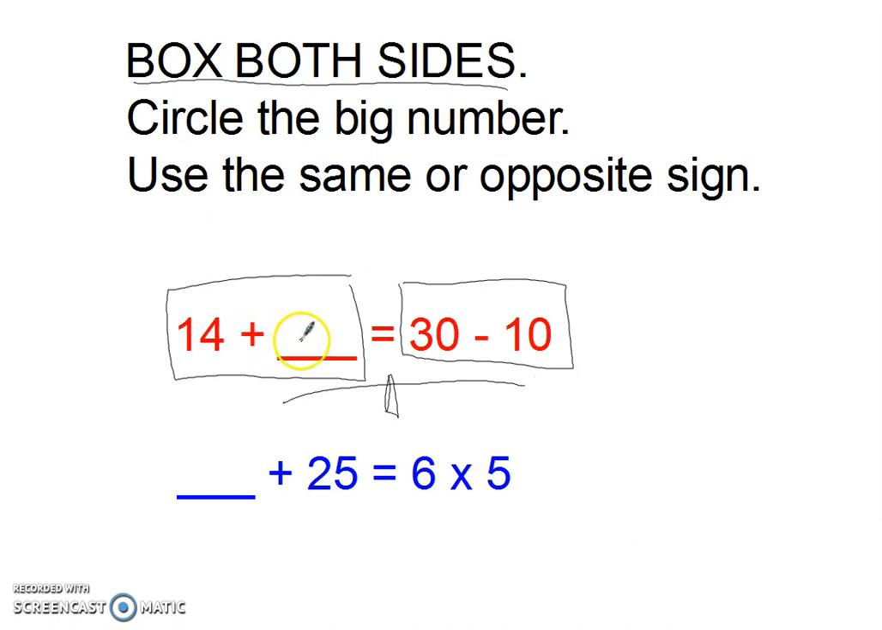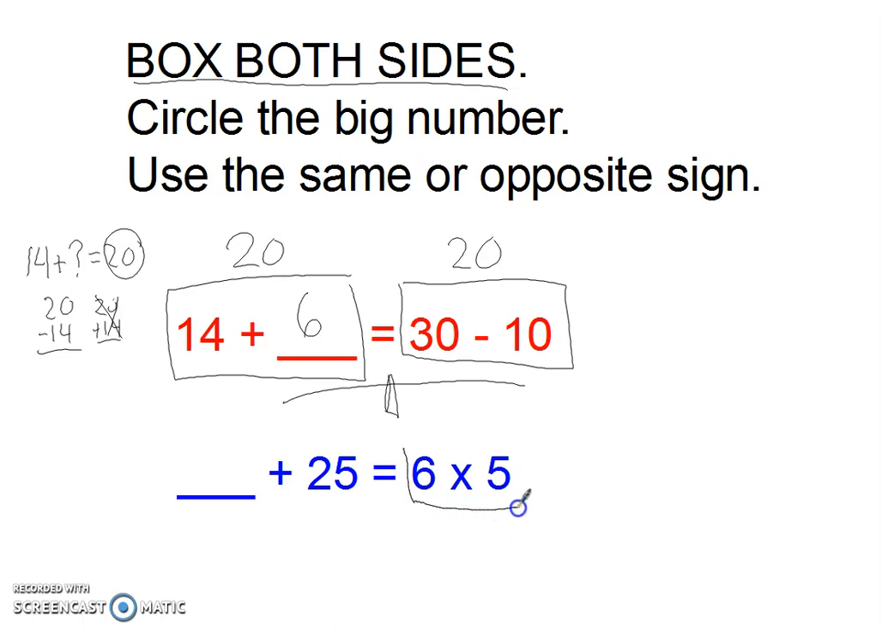I don't know what this number is yet, so I can't tell you what that's going to be. But over here, 30 minus 10 is 20. And if this box is 20, then this box also has to be 20. So now I'm looking at 14 plus something equals 20. The big number is 20, so I'm either going to use 20 minus 14 or 20 plus 14. If 20 is my big number, I want to use 20 minus 14, and I'm going to end up with a 6. So 14 plus 6 equals 20.